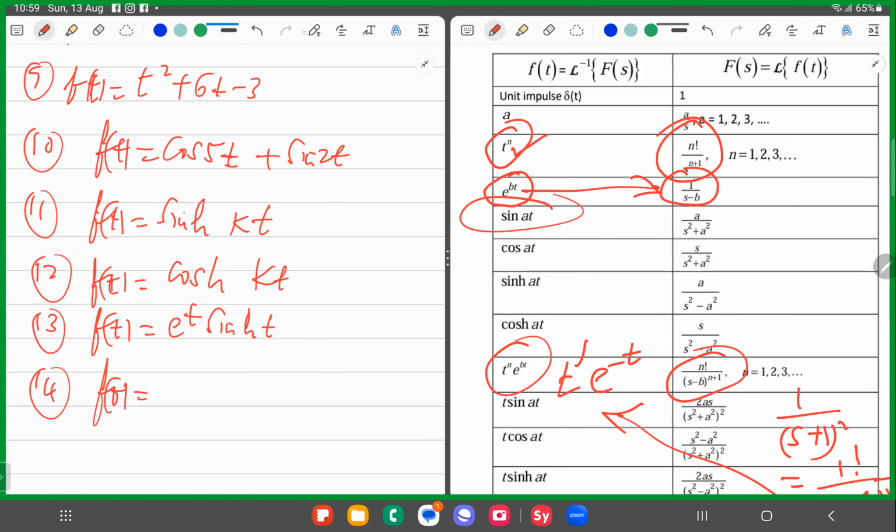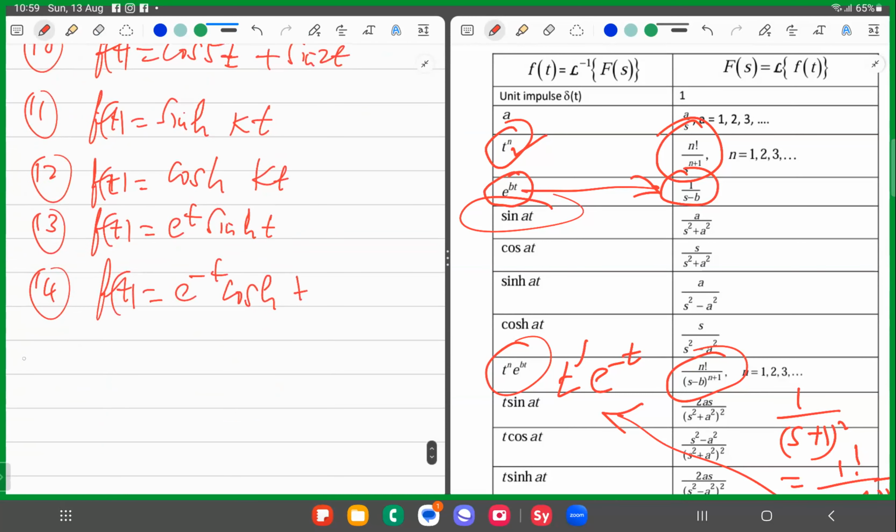F of t. Okay, I'm going to stop. Is that f of t equals e to the minus t cosh t?